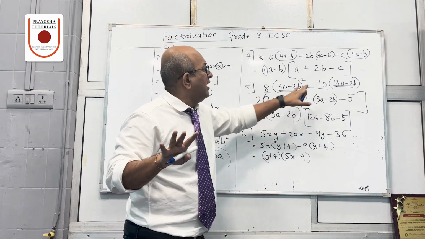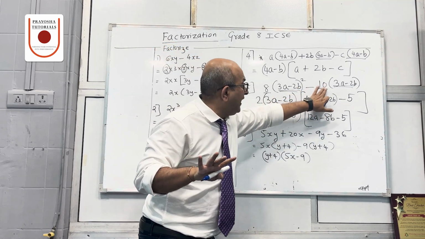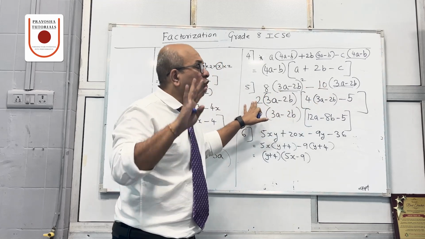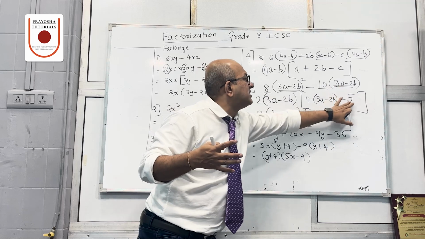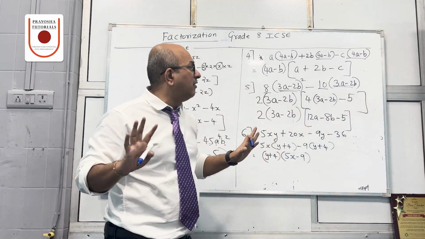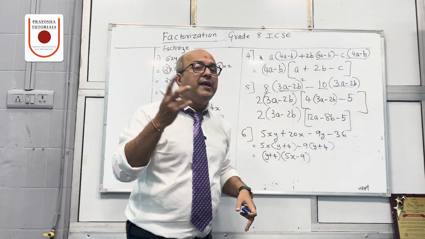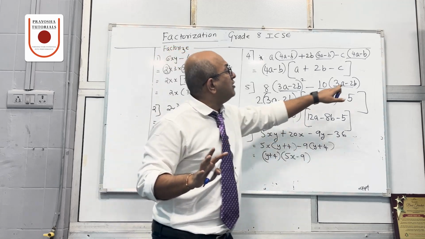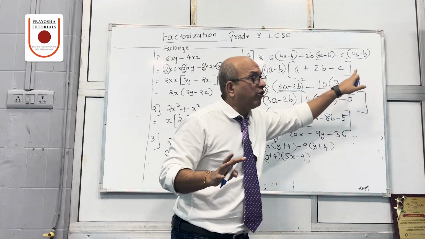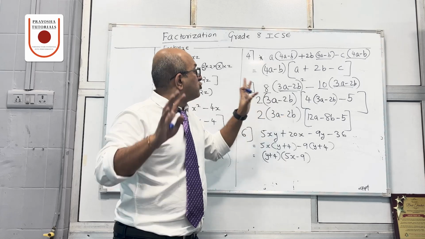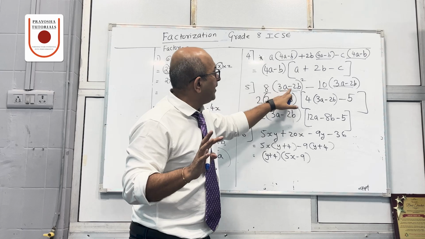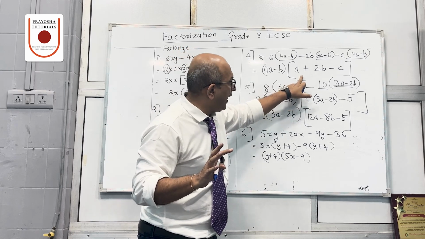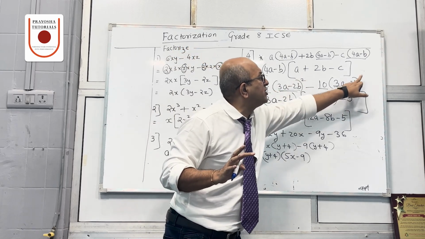And last, from the second term, from 10, 2 came out common. So 2 fives are 10. So 5 is the last which is remaining here. 3a minus 2b will not come. Why? Because it's raised to the power 1 and that went outside. So one more time, from 8 and 10, 2 comes out. 3a minus 2b the whole square and 3a minus 2b whole raised to 1.